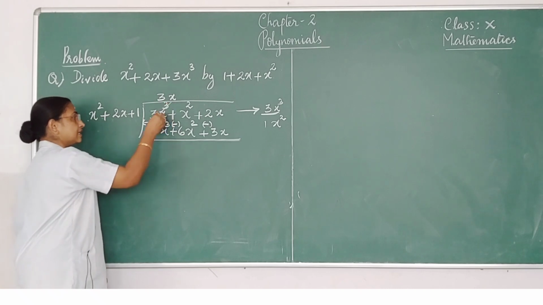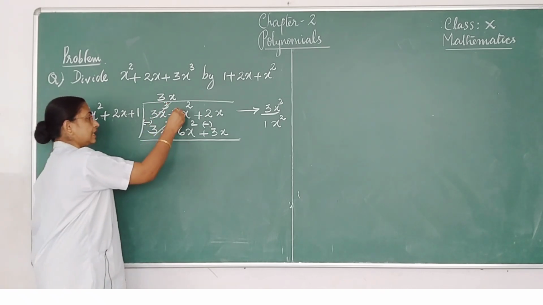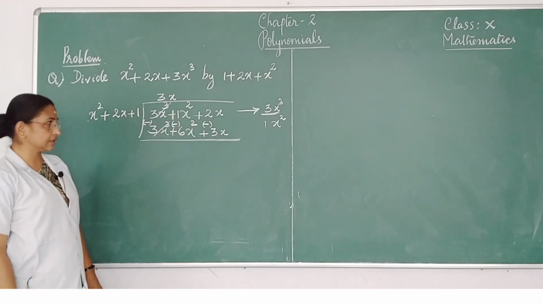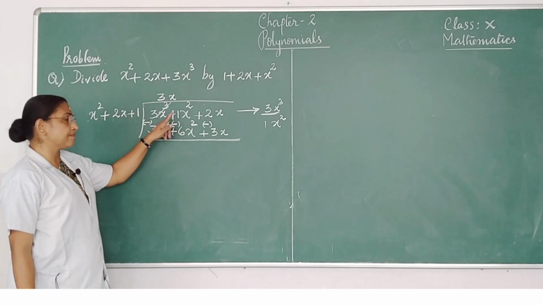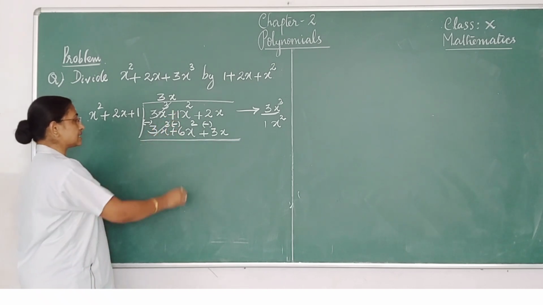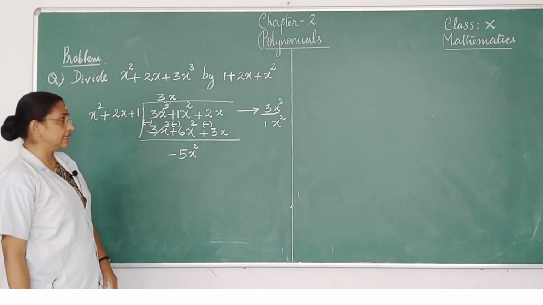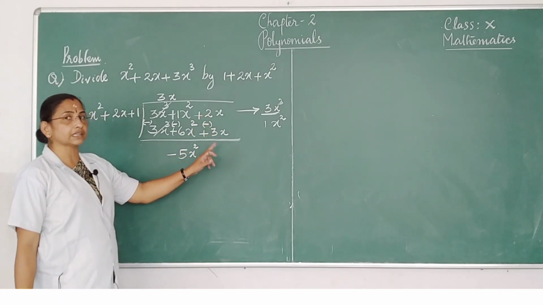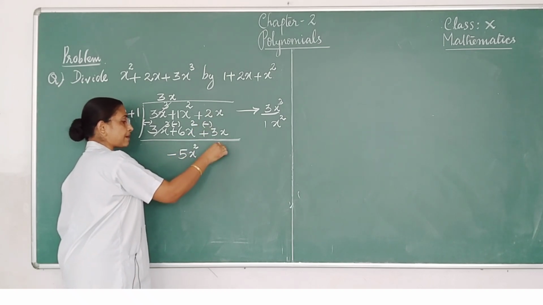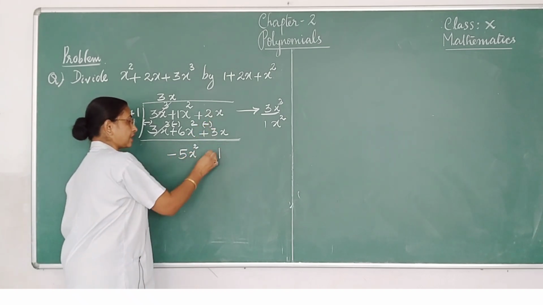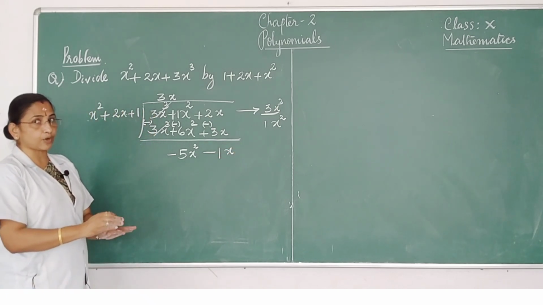After each stage, the first term gets cancelled. Now, this you can think as plus 1. Plus 1 minus 6. Look at the sign in the bracket, minus. Plus 1 minus 6 is minus 5x square. Next is plus 2 minus 3, having different signs. Subtract larger minus smaller, that is 1. Put the sign of the larger, minus 1x.